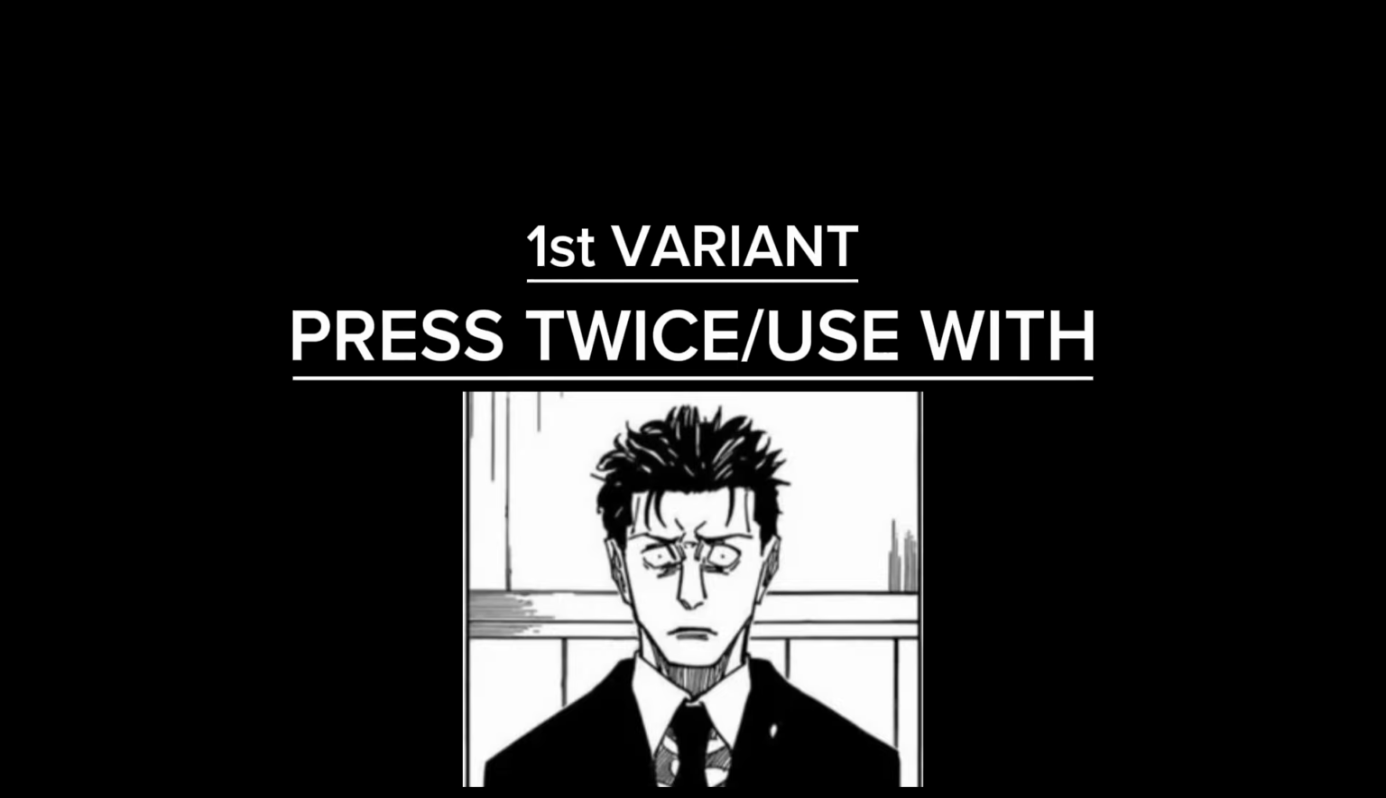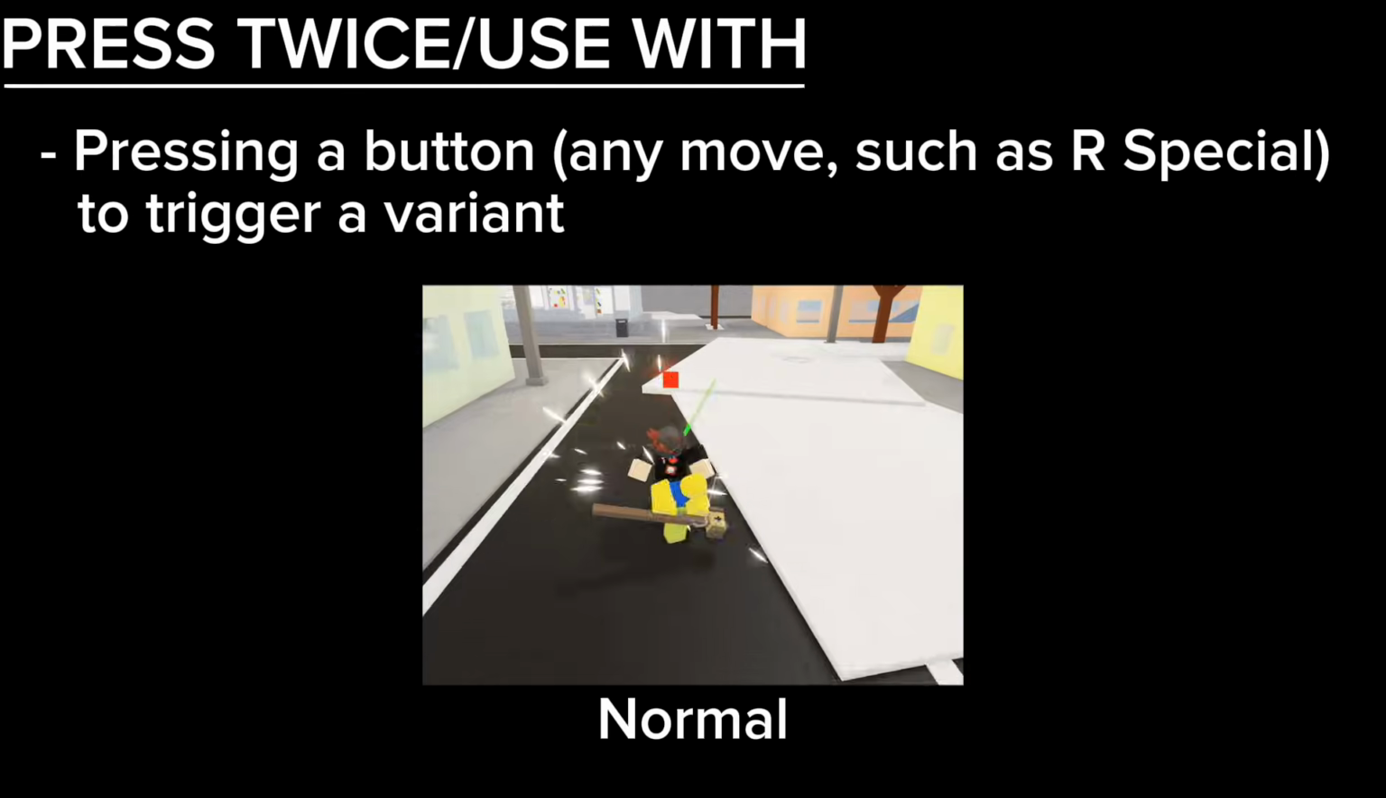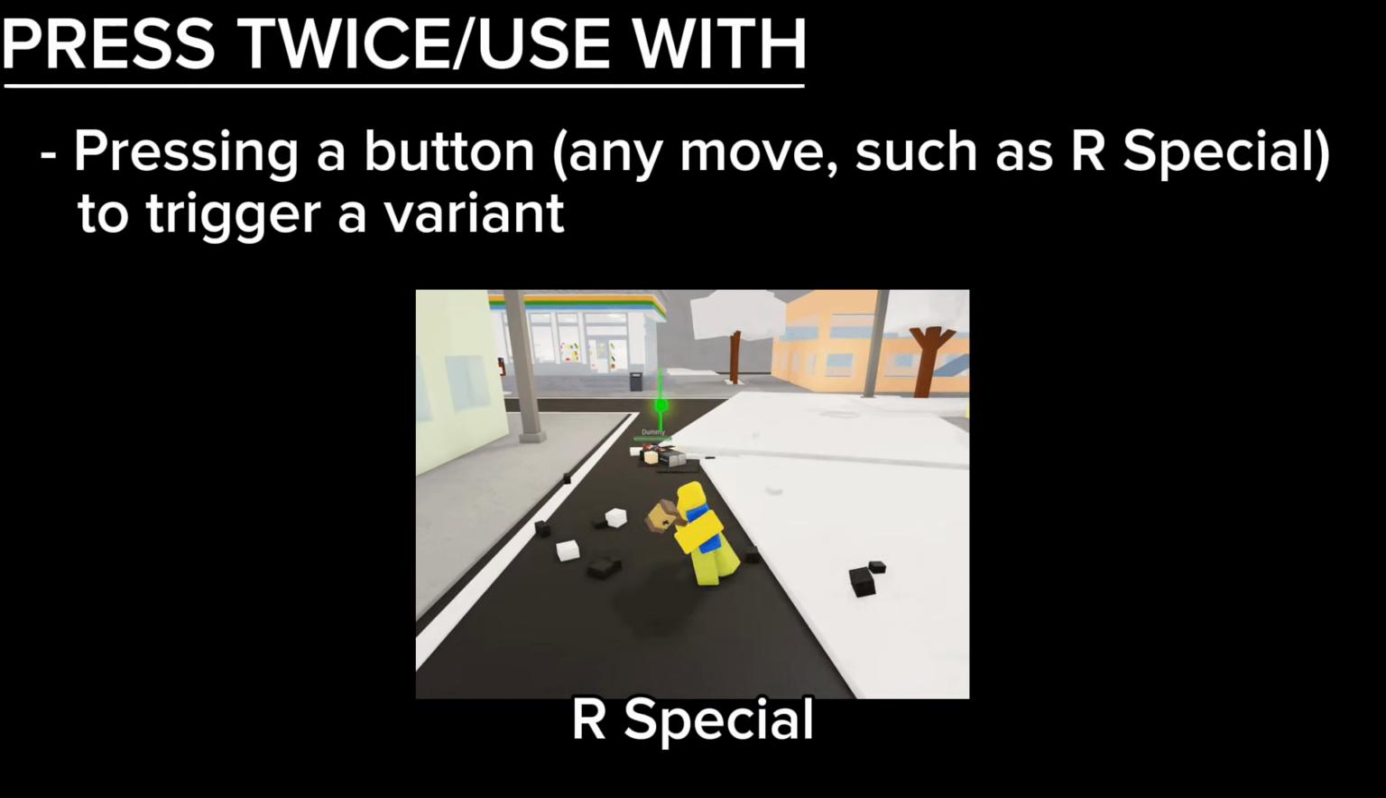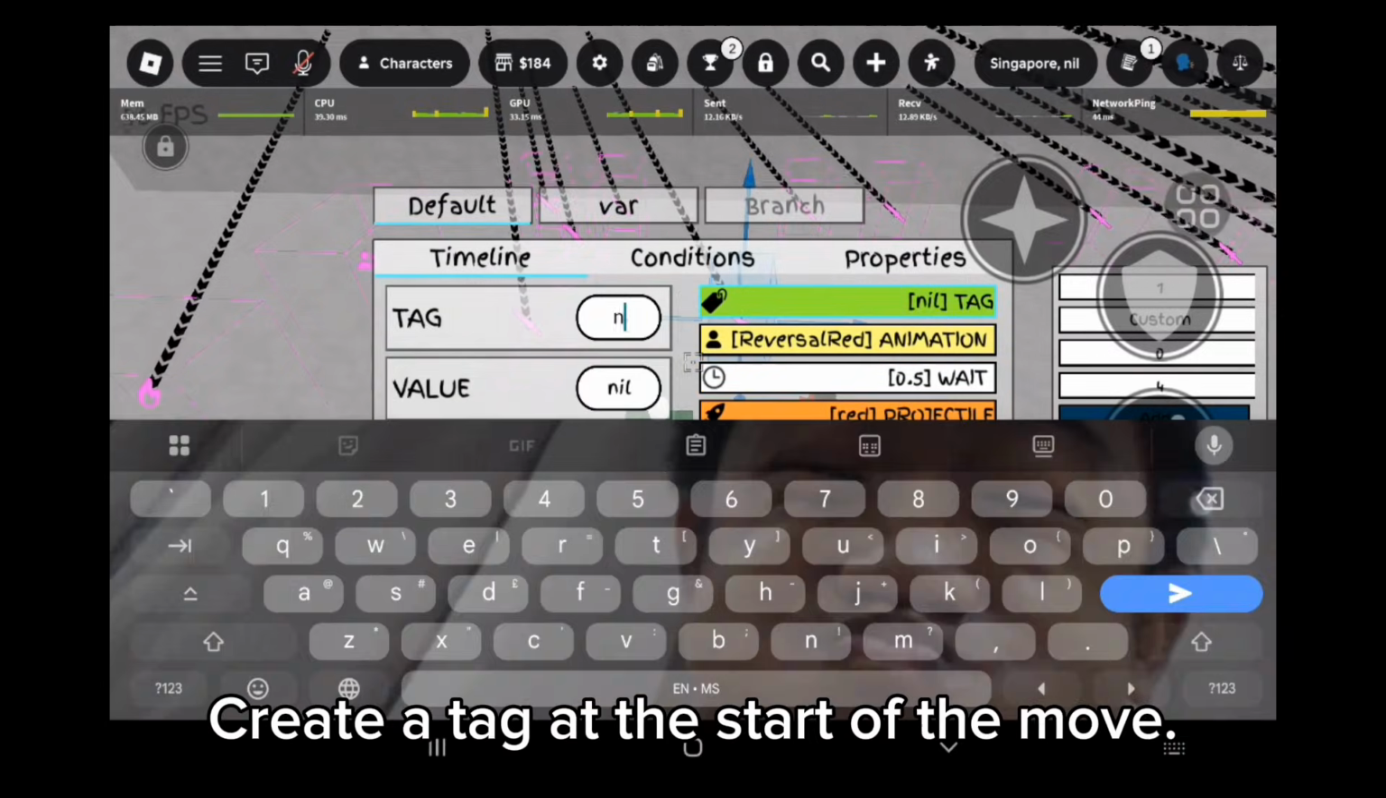Without further ado, first variant: press twice or use with. This variant involves pressing a button to trigger a variant, whether it could be your R special or any of your moves, similar to the extended swings. Make a move and add a tag at the start of the move.